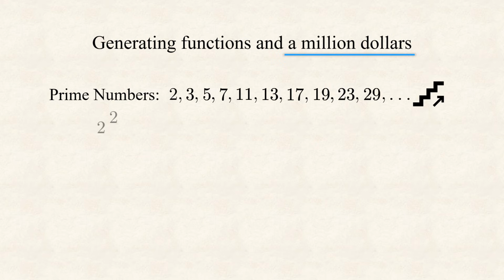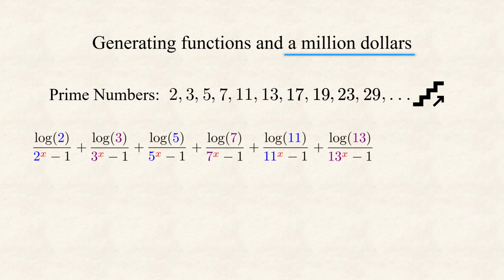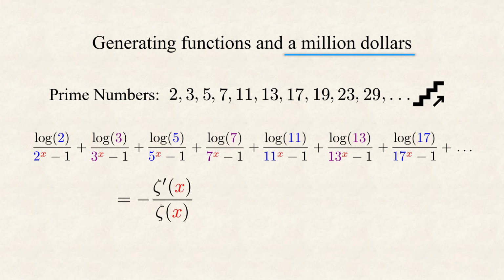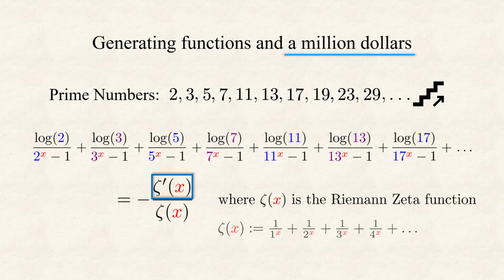We can take the logarithm of 2 divided by 2 to the x minus 1 plus the logarithm of 3 divided by 3 to the x minus 1 plus log 5 divided by 5 to the x minus 1 and so on for each prime number. Granted, it isn't as pretty as it could be, but it is generated precisely by the prime numbers. And remarkably, this infinite sum can be expressed in a closed form. And this function right here is the so-called Riemann zeta function. And here is its derivative. It is defined as this infinite sum, or something very close to it.